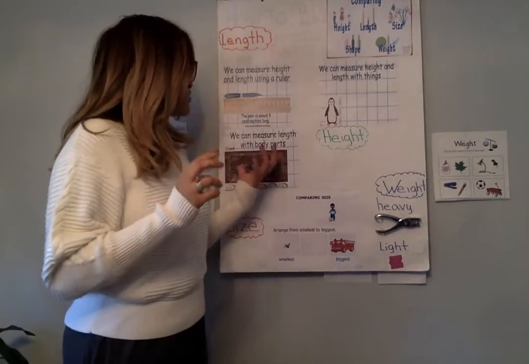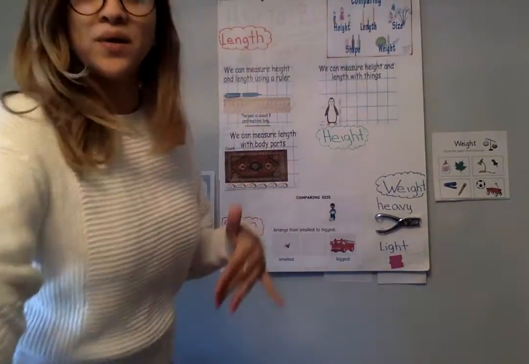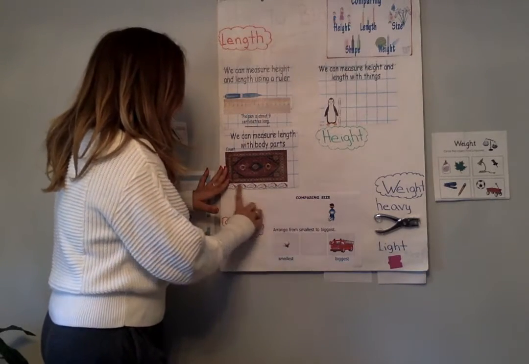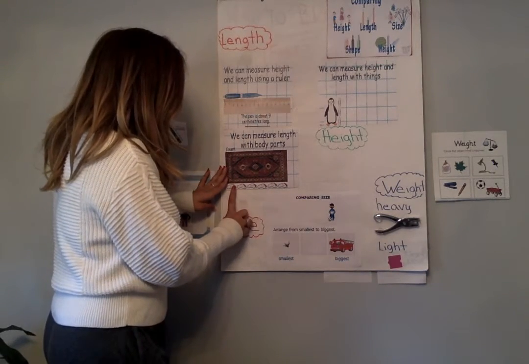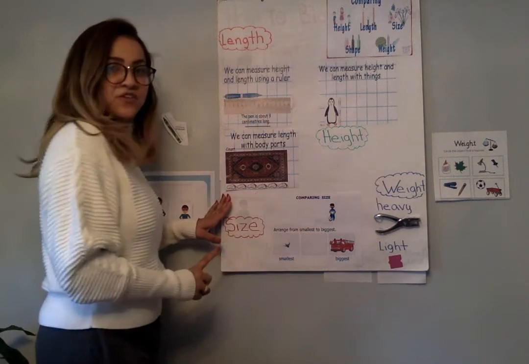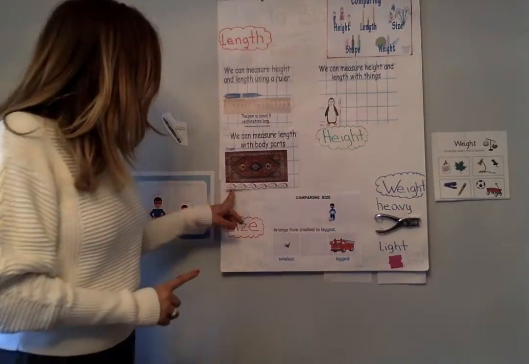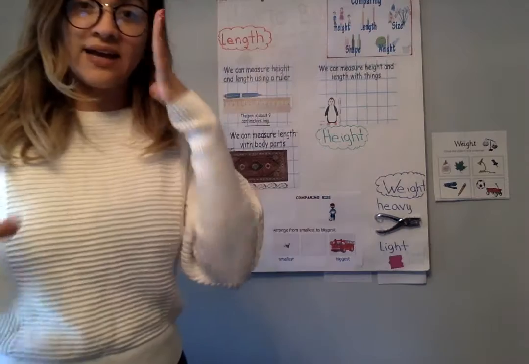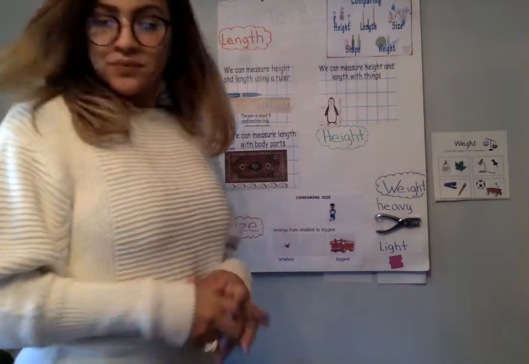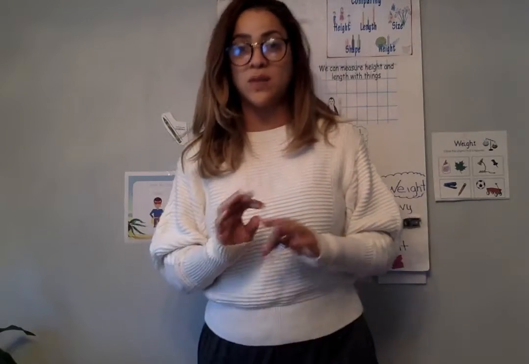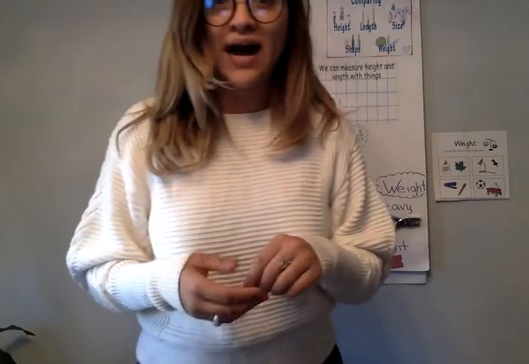We can also measure length with our body parts. Como en esta alfombra, si yo quisiera medir la longitud de la alfombra, puedo decir que es 1, 2, 3, 4, 5, 6. About 6 feet long. Puedo decir que son como 6 pies de longitud. Now, today we're only going to focus on length. Hoy solamente nos vamos a enfocar en la longitud de un objeto en casa.